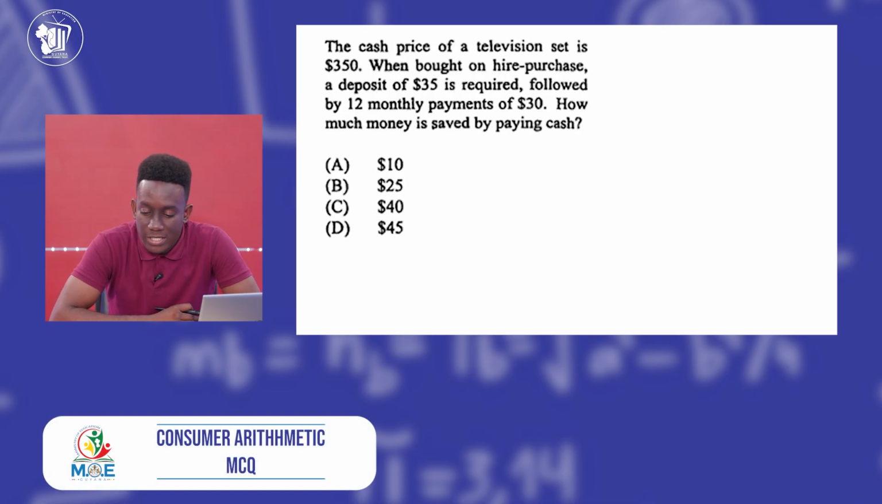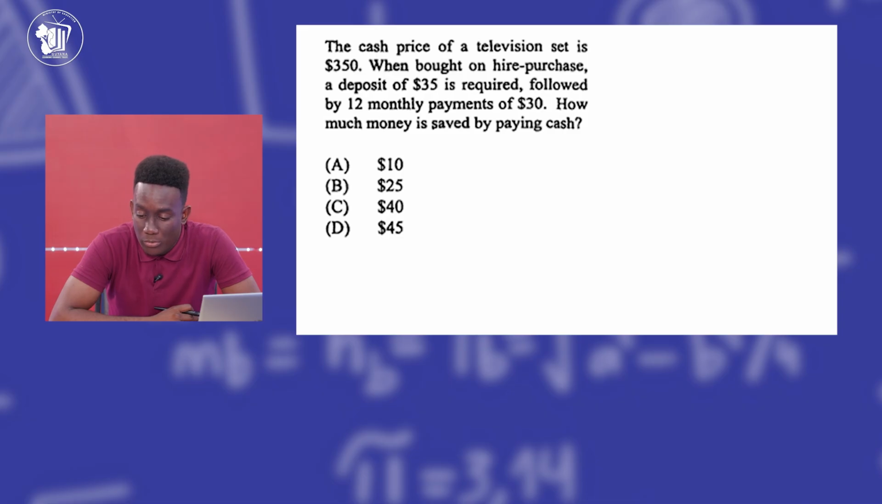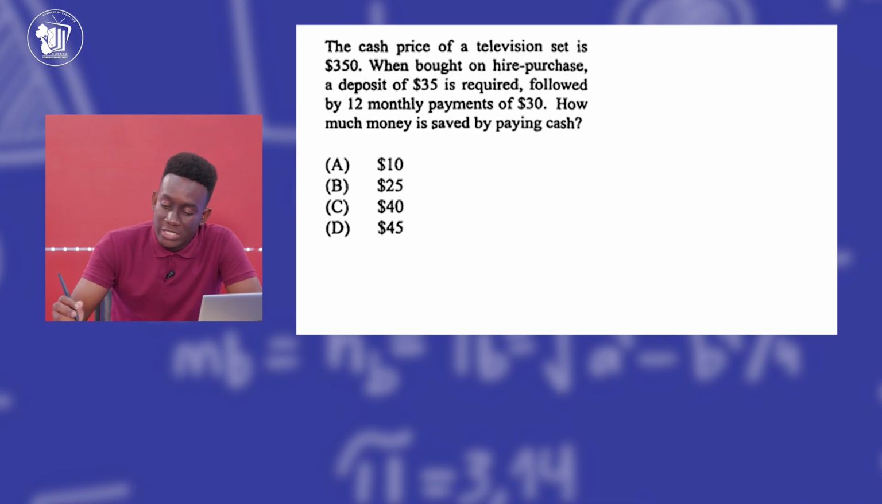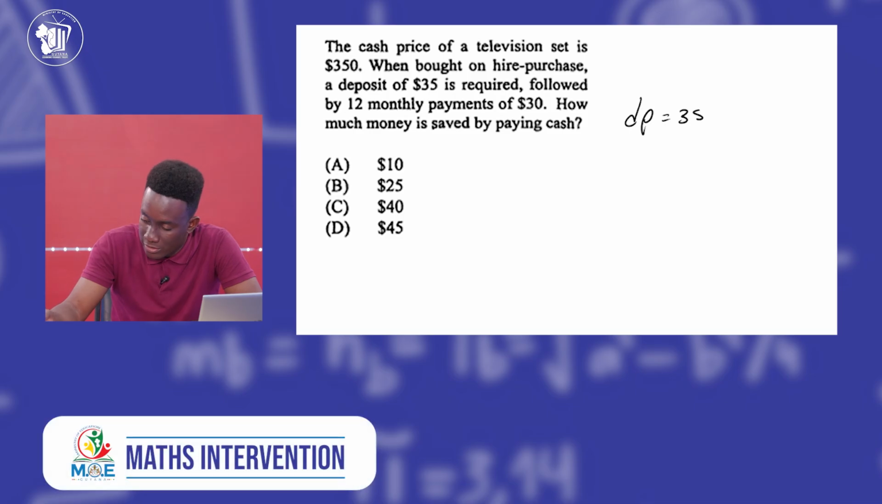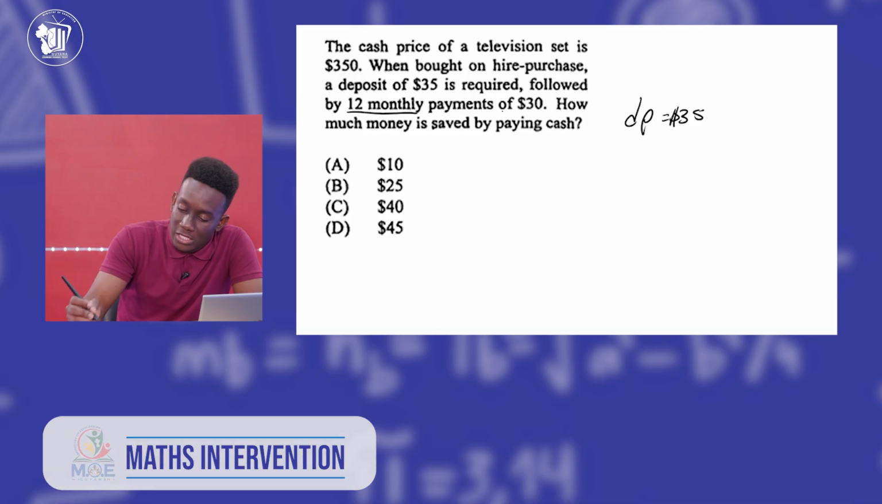So the next one says, the cash price on a television set is $350. When bought on hire purchase, a deposit of $35 is required, followed by 12 monthly installments of $30. How much money is saved by paying cash? So we see the cash price of the television set is $350. And we see for hire purchase, it must pay a down payment of $35. And then we see 12 monthly installments of $30.